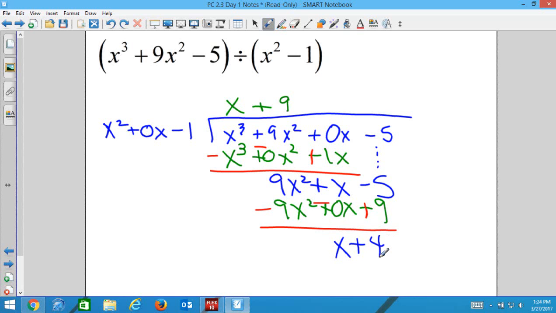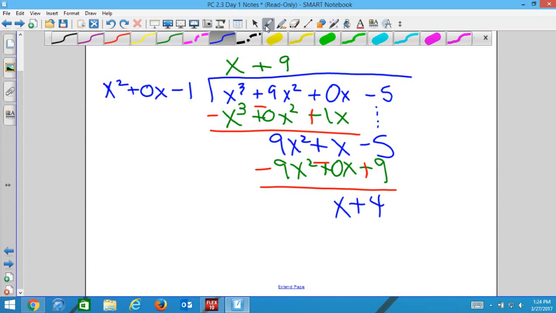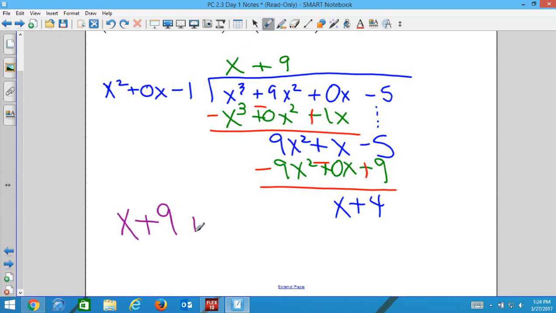So how do we write the remainder? I'm thinking it's not what I'm about to write. X plus 9 plus x plus 4 over x squared minus 1. You put the remainder over the divisor and you add it onto what your quotient is. That would be like if I took 7 and divided it by 2, that would go in 3 full times with a remainder of 1 over 2. That's the equivalent of what we just did there. Only it's way more complicated.